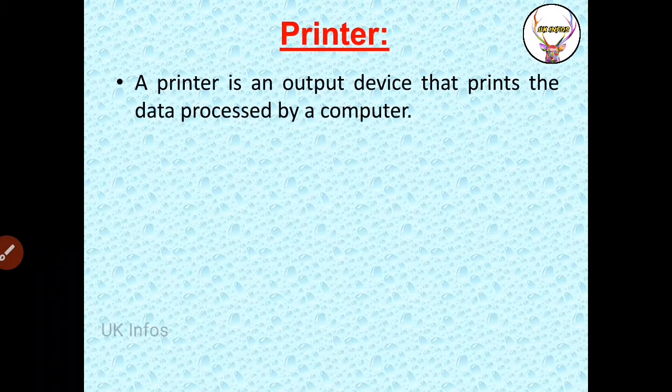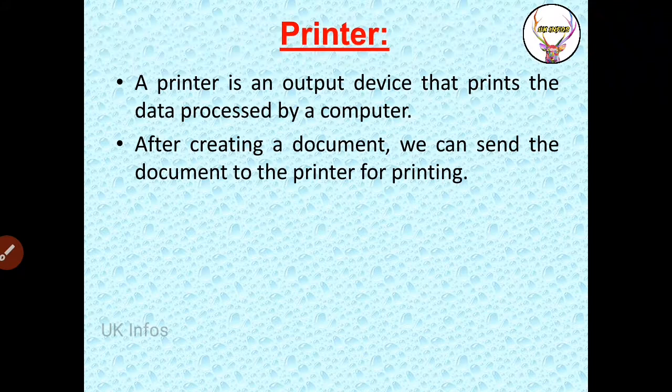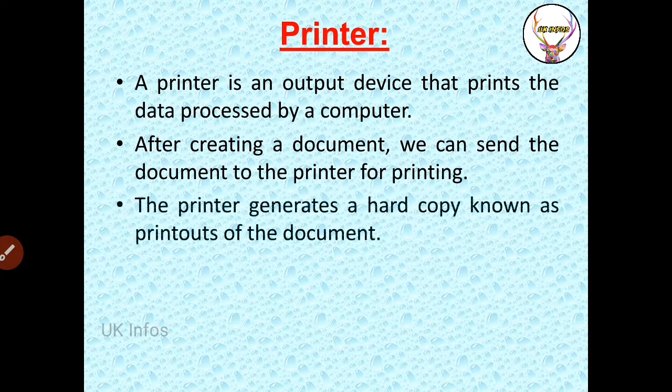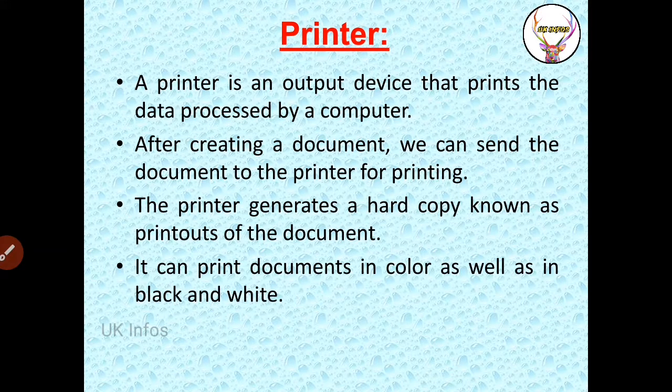Printer. A printer is an output device that prints the data processed by a computer. After creating a document, we can send the document to the printer for printing. The printer generates a hard copy, known as a printout, of the document. It can print documents in color as well as in black and white.